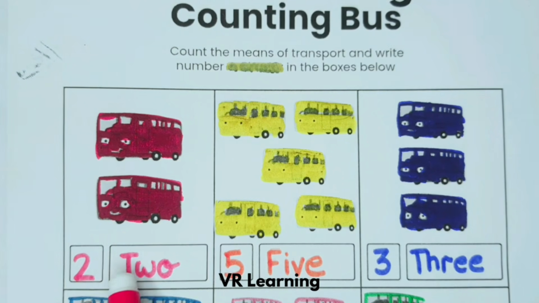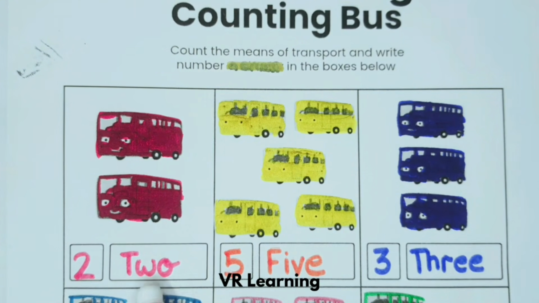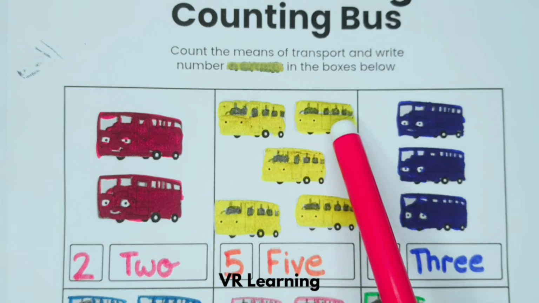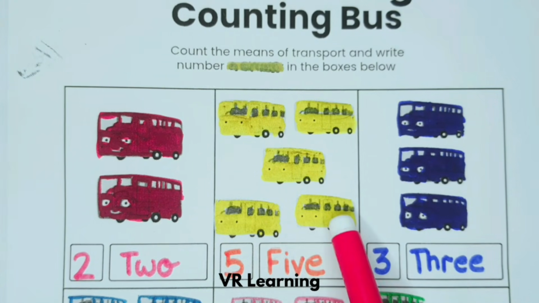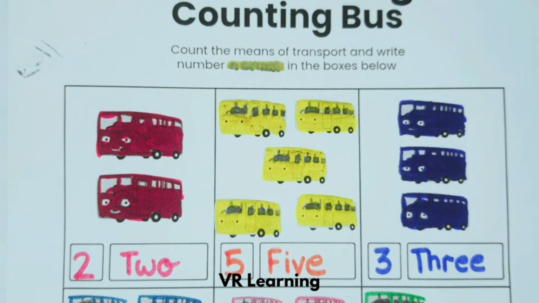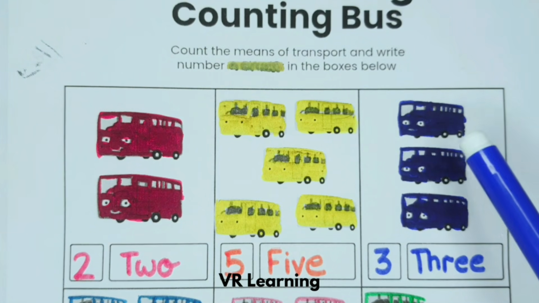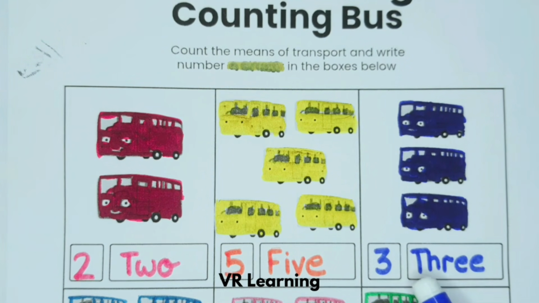One, 2. TWO 2. 1, 2, 3, 4, 5. FIVE 5. 1, 2, 3. THREE 3.